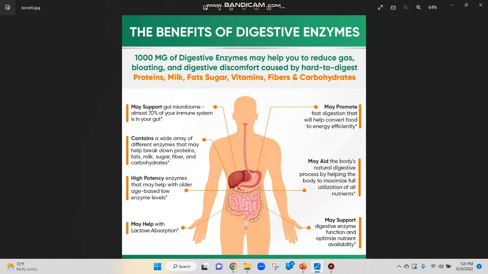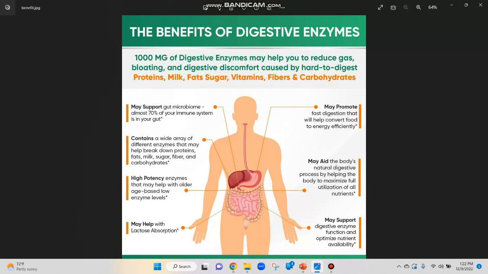So 1000 mg of digestive enzyme may help you reduce gas, bloating, and digestive discomfort caused by hard to digest proteins, milk. This over here is talking about a certain medicine, but I just picked it up to help you understand the benefits of the enzymes in the body. So first, they boost up your immune system. That means when the nutrients are given to your body and the energy is consumed, obviously you are healthy, and when you're healthy, your immunity is better.